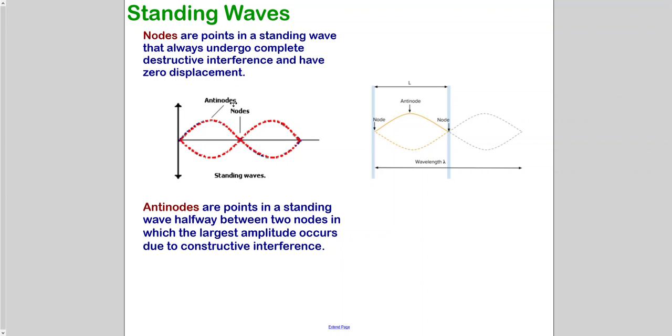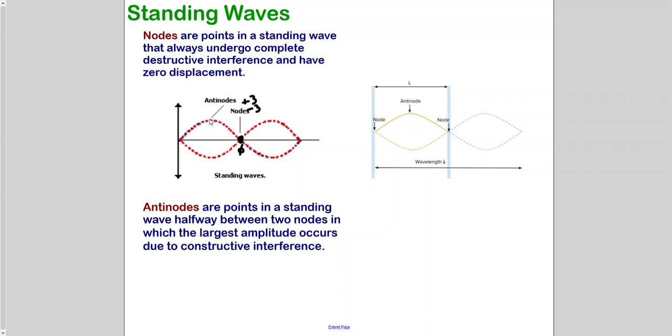So nodes, I remember it as no. There's no wave there. This is a node. This area right here is occurring because this first wave and second wave that's bouncing back and interfering with each other are canceling each other out. So the waves here would be like +3 and -3. So therefore, there is 0 wave here. This is called a node.